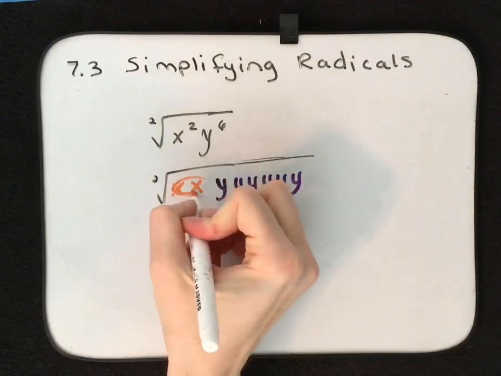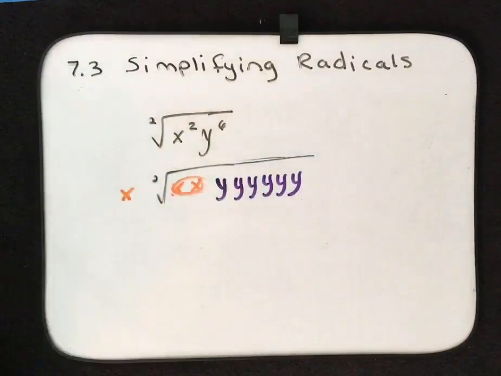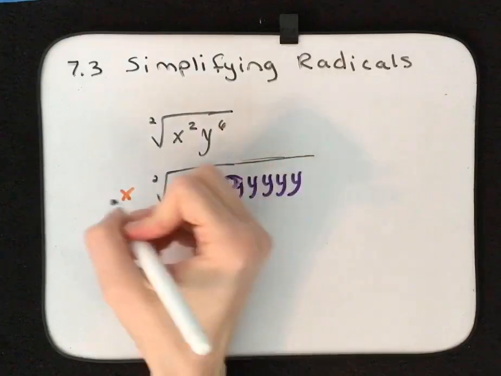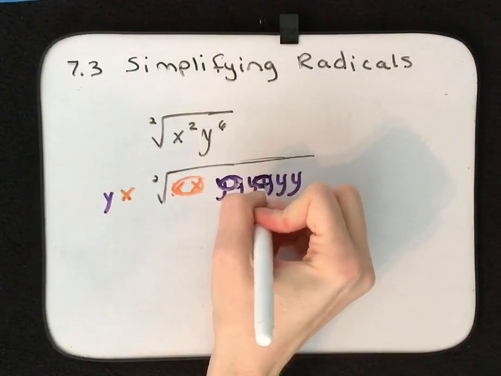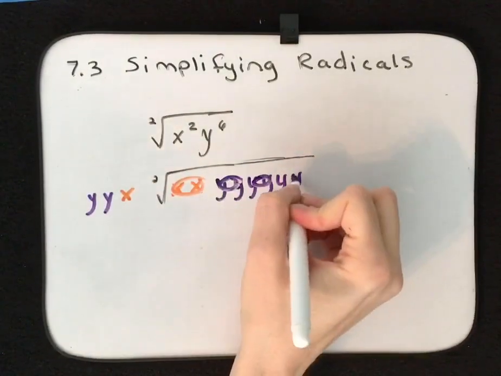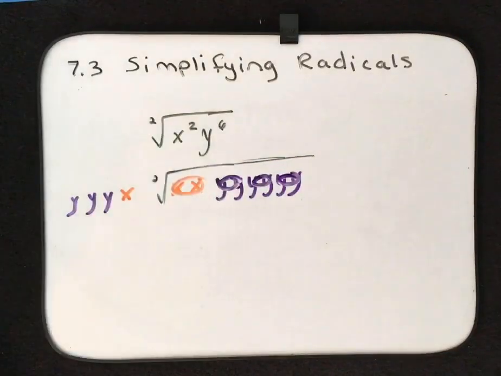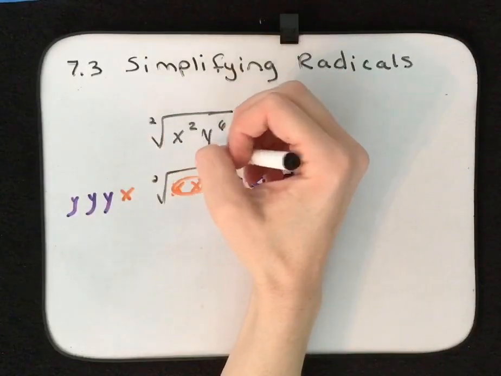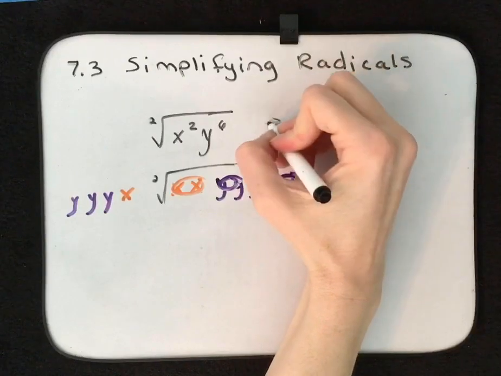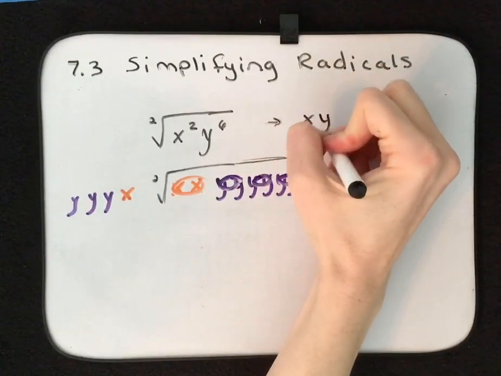So I see 2 x's right here, so that means 1 comes to the front. If we look at the y's, I see 2 y's, so 1 comes to the front, 2 y's, so 1 comes to the front, 2 y's, so 1 comes to the front. So the square root of x squared y to the sixth is going to look like x y to the third.